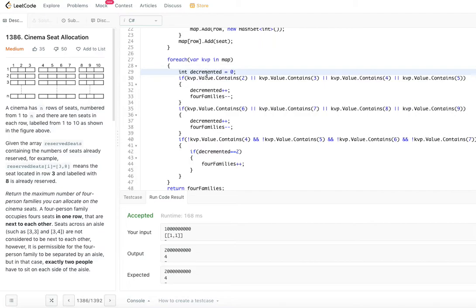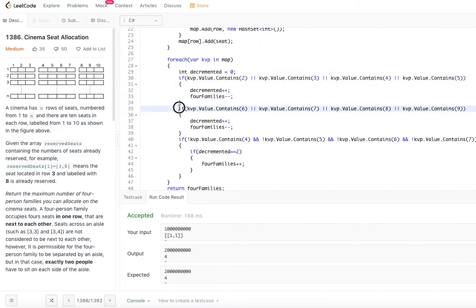The map has keys and values. The key is obviously a row number, and the value is the seats that are booked or reserved already. If the row has either 2 booked, or 3, 4, or 5 booked, that means we won't be able to allocate on the left side, seats 2, 3, 4, 5. That place we cannot use for one family. So we decrement the count of 4-person families, which we initialized to double the number of rows. That's the first case.